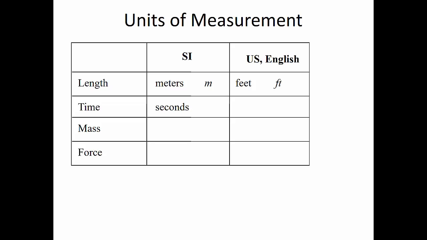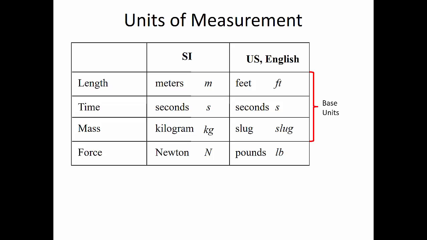For time, typically the base unit is seconds. In the SI system, we use a small s to represent that. And in the English system, we also use seconds with a small s. For mass, in the SI system, we use a kilogram as the base unit, which is represented by a small k, small g. In the English system, we use what's called a slug, and we represent that with the same word, slug. For force, in the SI system, we use a newton. We represent this with a capital N. And in the US or English system, we use pounds and represent that with an lb, and sometimes we'll see this as lbs as well.